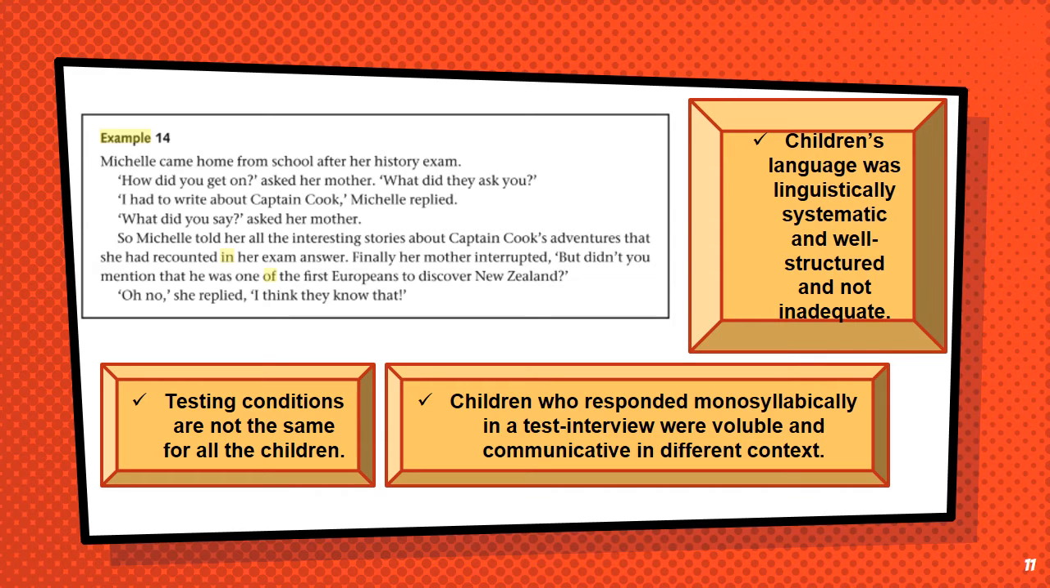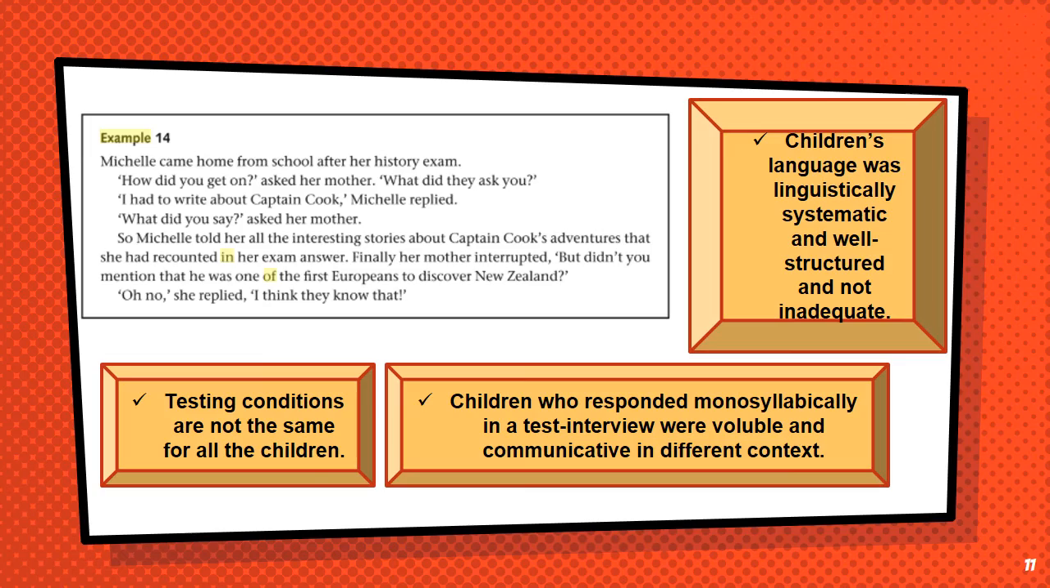Okay, last but not least, social linguists demonstrate that children's language was linguistically systematic and well-structured and not inadequate. It was pointed out that the language of the test was more like that of the middle-class children than that of the working-class children. When reactions to the test questions were analyzed, it was discovered that occasionally answers which were perfectly right yet used vernacular forms were marked wrong, since they didn't match the type of the appropriate responses on the marking scheme.